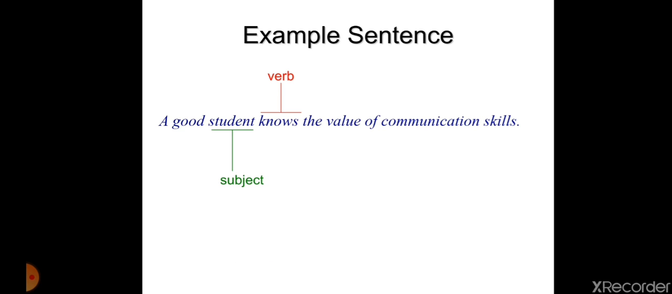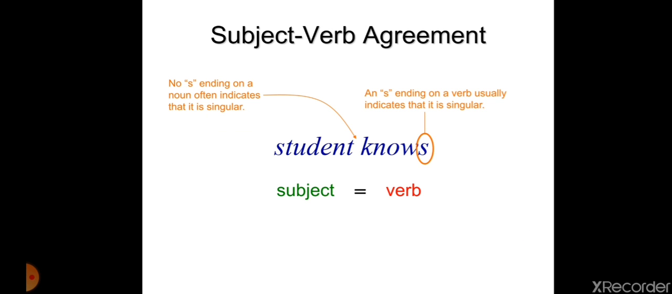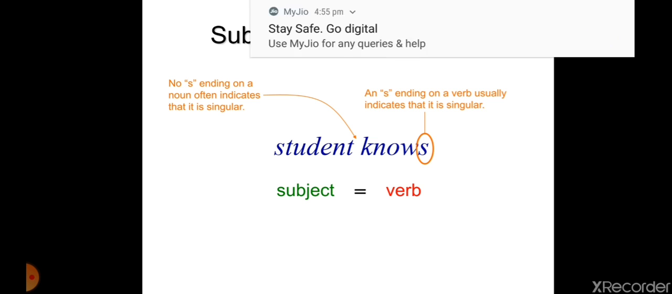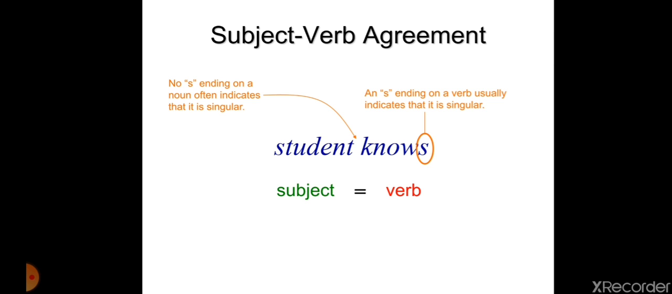In general, we add s to the noun form to make it plural. With a verb, we actually remove s. With s, it is actually singular. Totally opposite. See here a little more definition or explanation for that. No s ending on a noun often indicates that it is singular. An s ending on a verb usually indicates that it is singular.